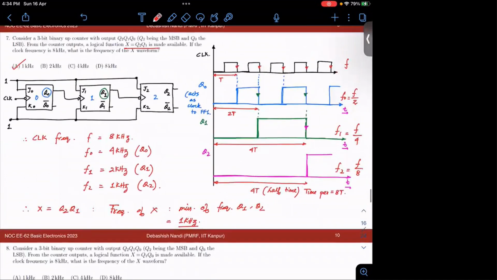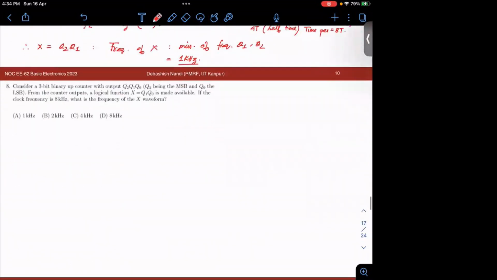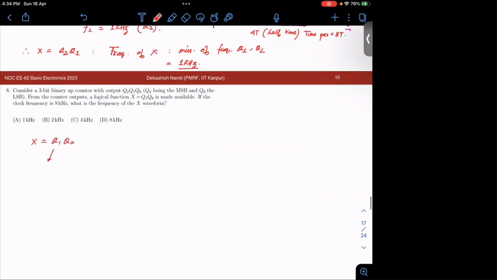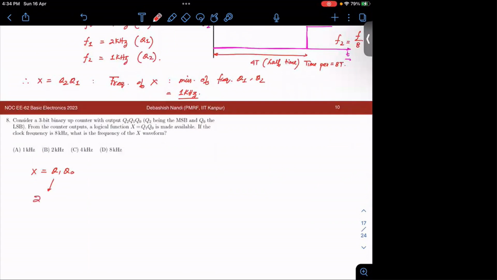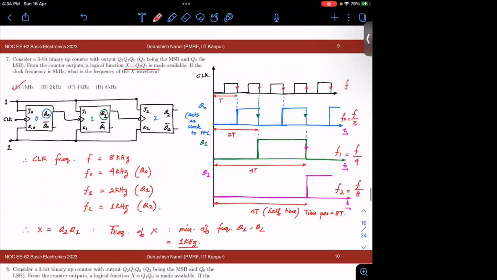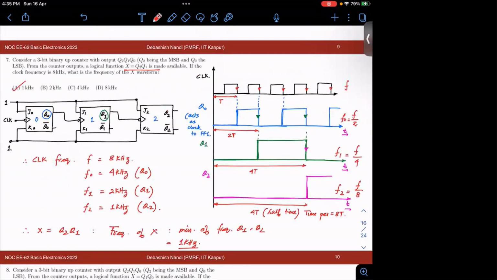Similarly, the same problem is given here, just they have changed the function. So x is now Q1 and Q0. What was the frequency of Q1? Frequency of Q1 was 2 kilohertz, fine? And what was the frequency of Q0? It was 4 kilohertz. So obviously, the frequency of x should be 2 kilohertz here, fine? So you just need to know how your up counter works, and this can be used as a frequency divider, right?